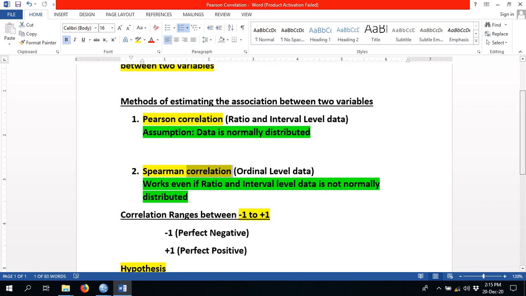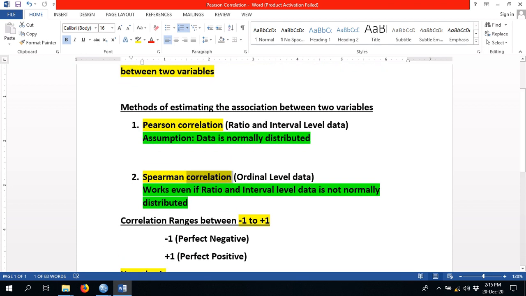Keep in mind one thing, correlation between two variables ranges from -1 to +1, and -1 means perfect negative correlation between the variables, and +1 means perfect positive correlation between the variables. So let's discuss an example.